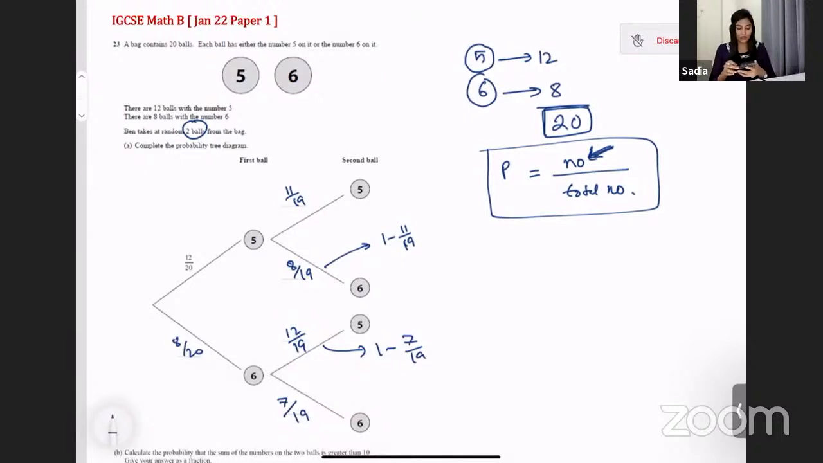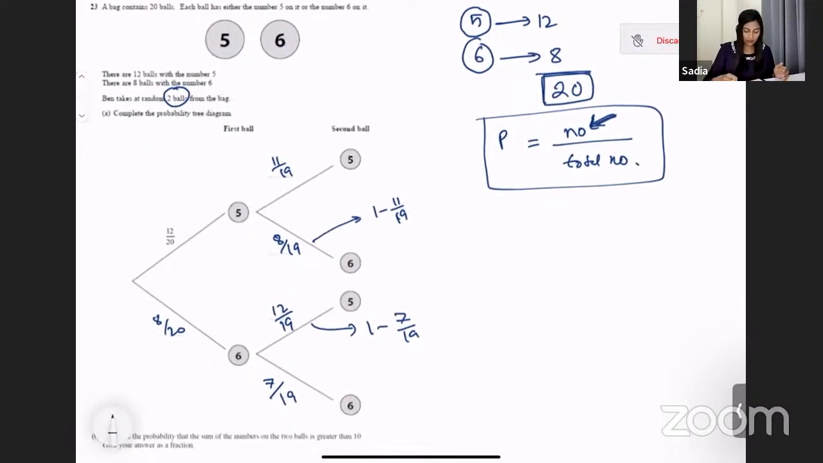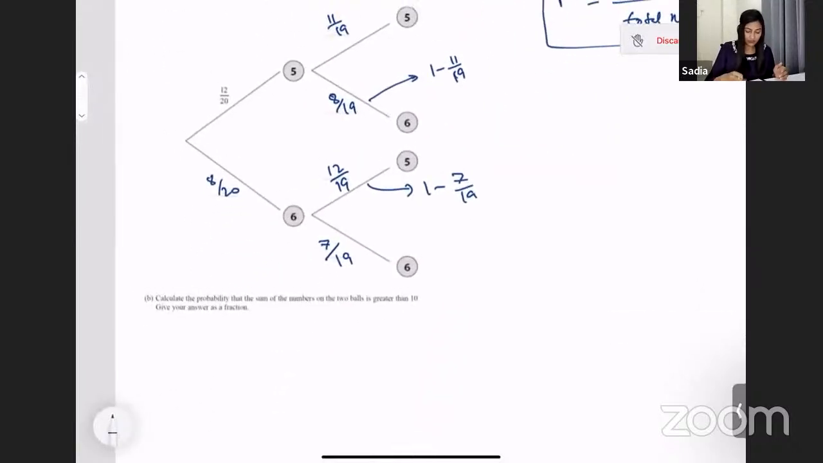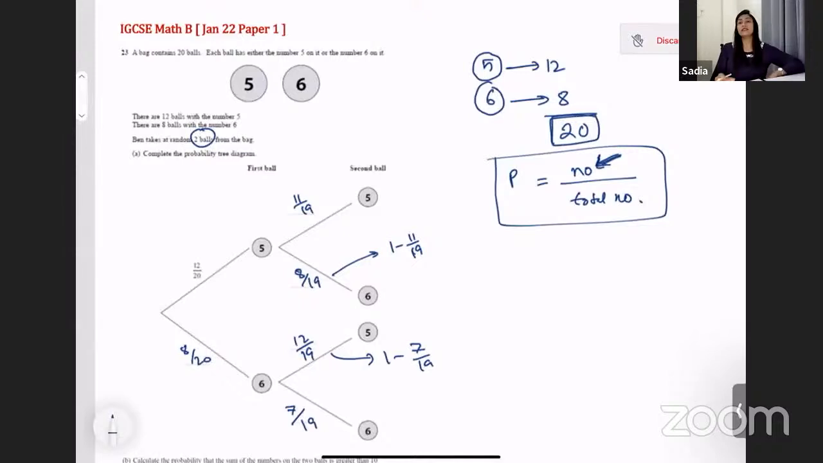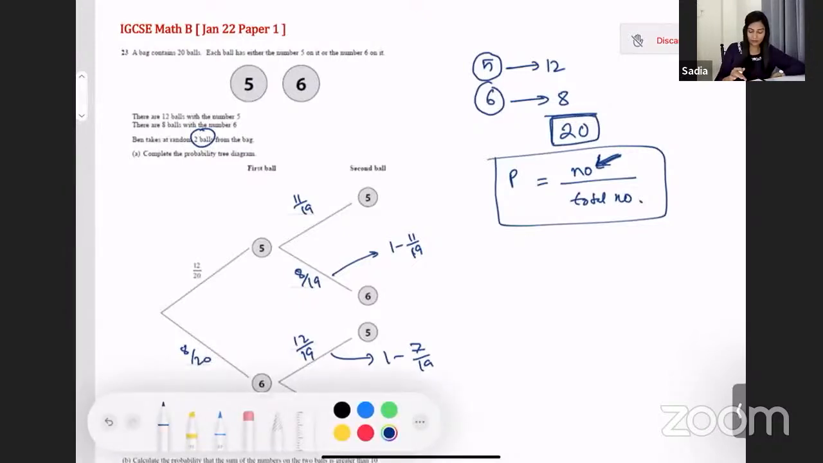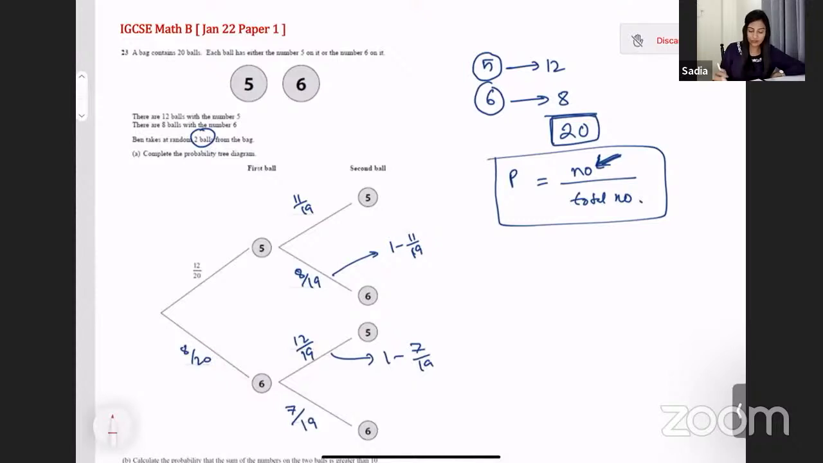And then for part B, you need to find the probability that the sum of the numbers on the two walls is greater than 11. Give your answer as a fraction. So we need to add the numbers that we get, and it should be greater than 10. That's the question, that the sum should be greater than 10.